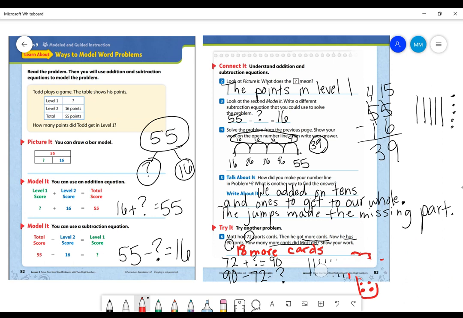I also could have solved it as a subtraction equation. So I could have started with 90, because 90 is my whole. I could take away the part that I know to find the part that I don't know. So I could start in my ones place. Well, I don't have enough ones in 90 to take away 2 ones. So I kindly go over to my tens and I borrow a 10. I ask them if they can give me a 10 to turn into ones. So they give me a 10.